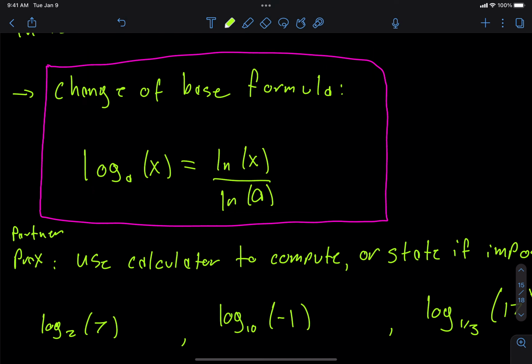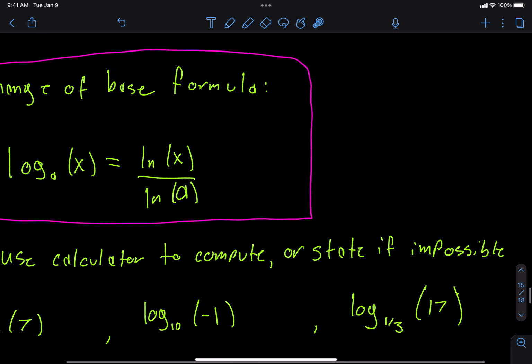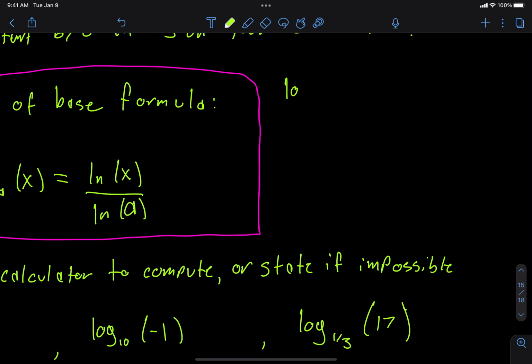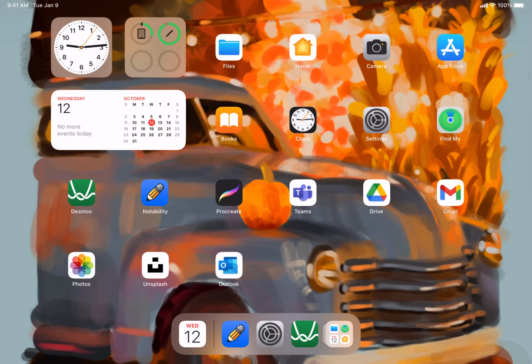ln of a. Okay, so we just take the natural log of x divided by the natural log of a. So let's see this in practice. If I want to do log base 5 of 26, well, this is equal to ln of 26 divided by ln of 5.